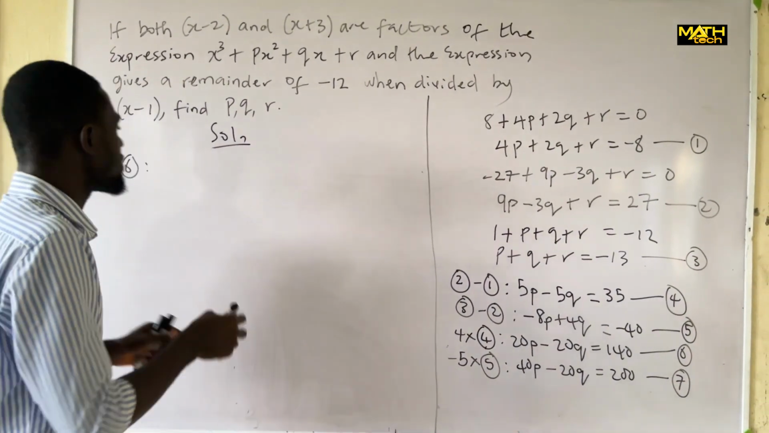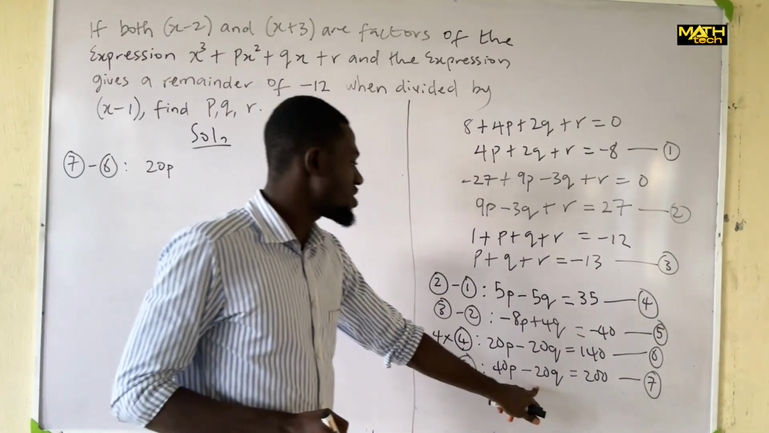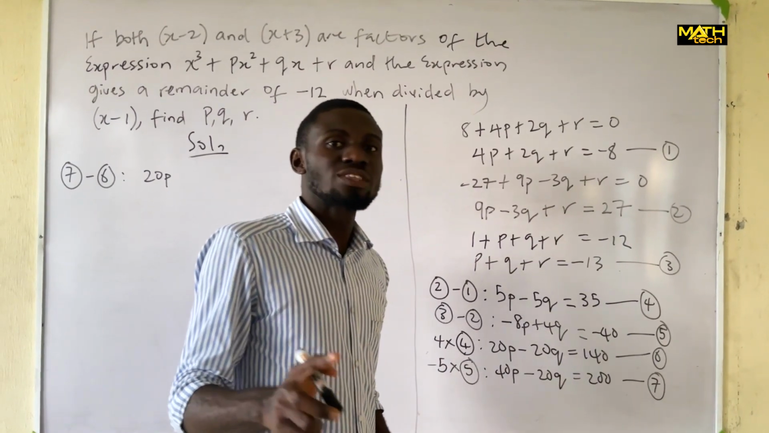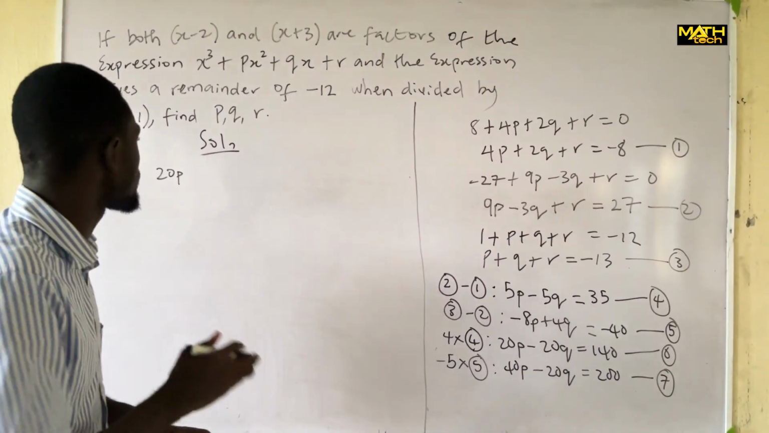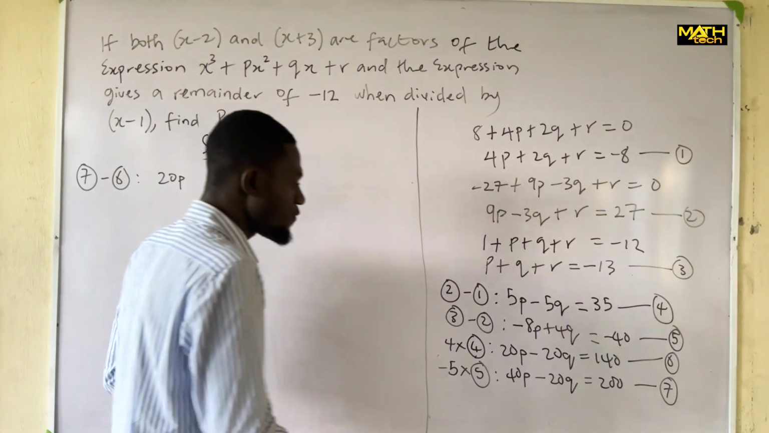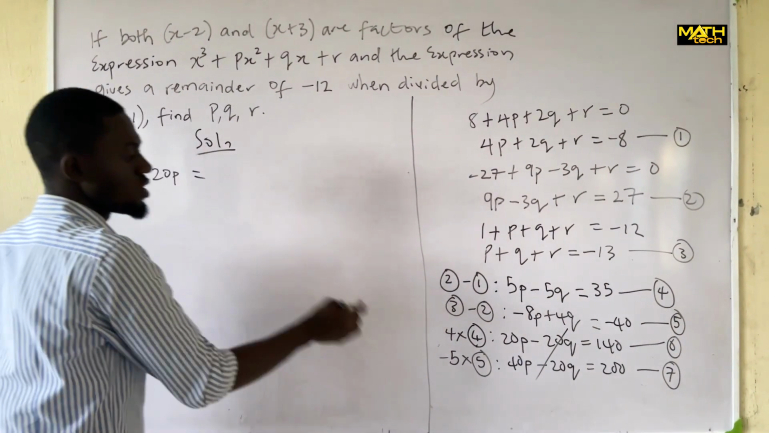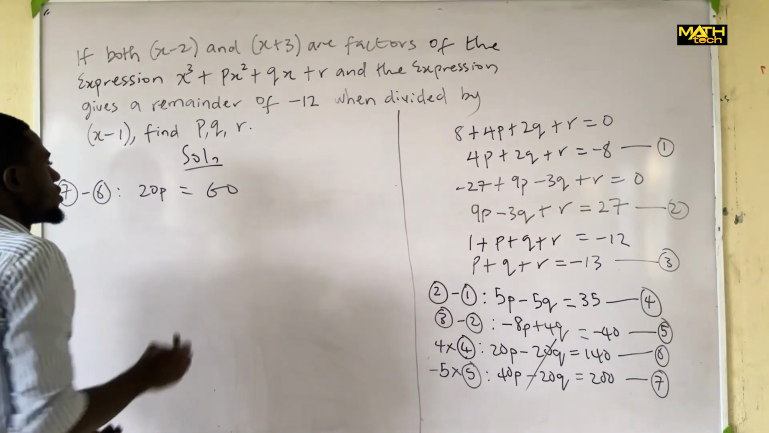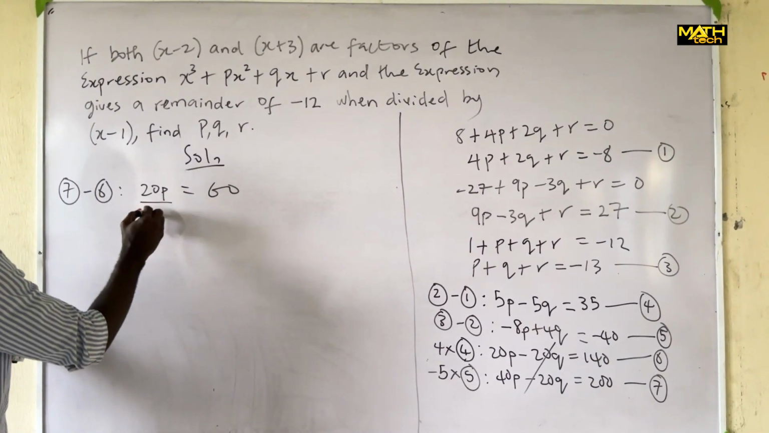So equation 7 minus 6, and that gives us what? 40p minus 20p gives us 20p. Now minus 20q minus minus 20q: minus times minus gives us plus, so minus 20q plus 20q gives us 0. So this is off. And this will be equated to what? 200 minus 140 gives us 60. So at this point, we divide both sides by 20 to get the value of p.